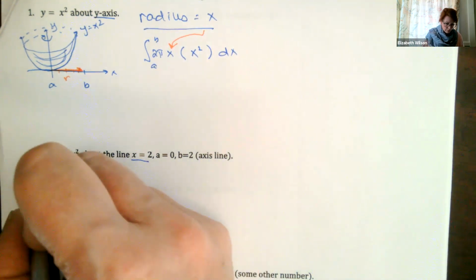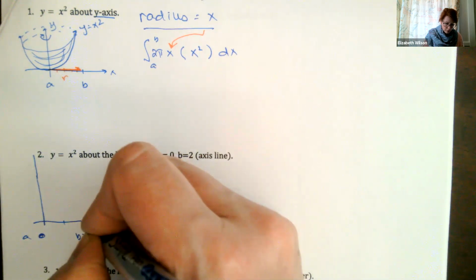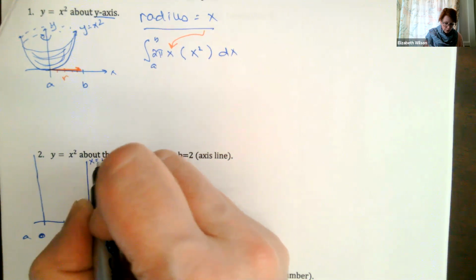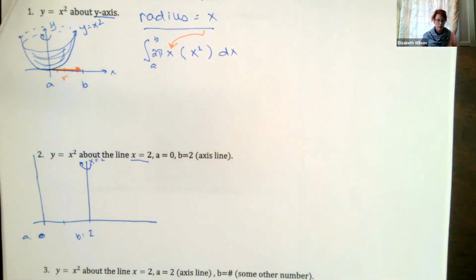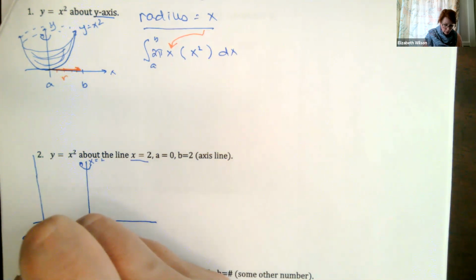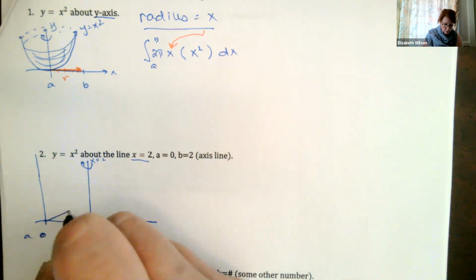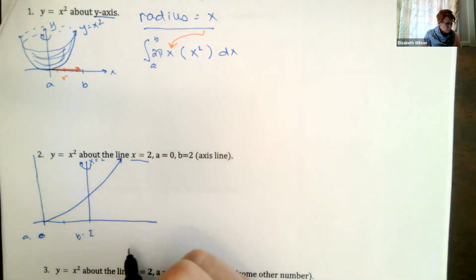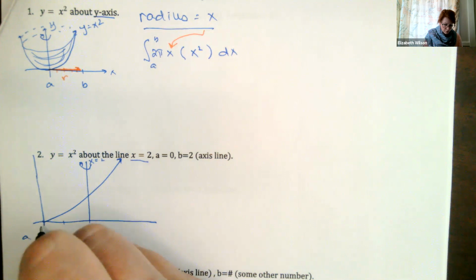So let's draw this. x equals 2 is our axis of rotation, so I'm going to draw a line like that as I go around it. Now my parabola starts here, and it goes like this, right? So that's my parabola. Now I'm going to take this function, right?